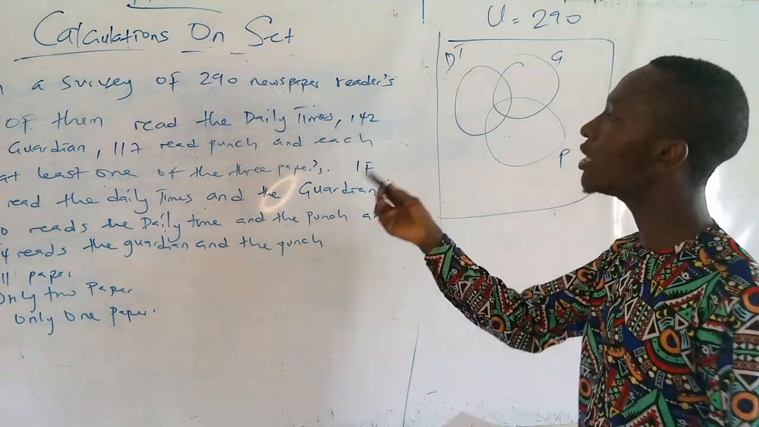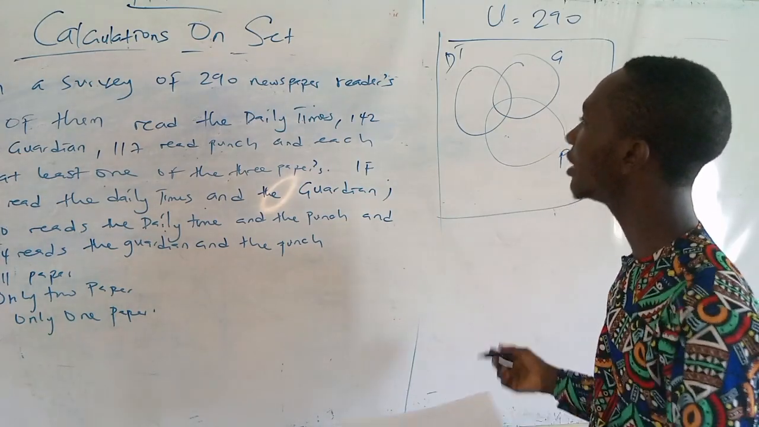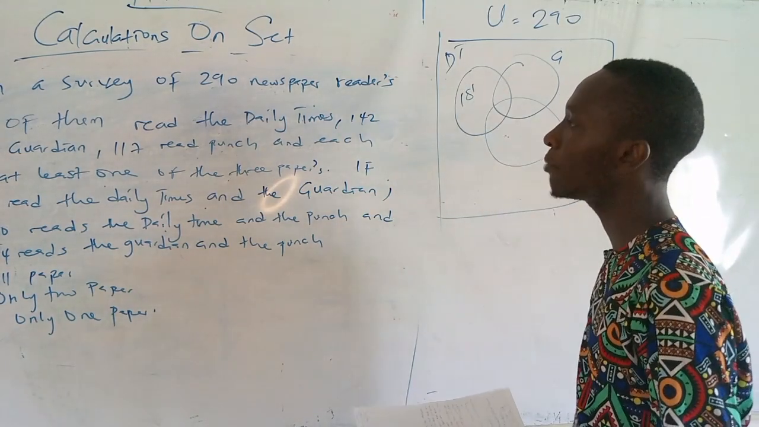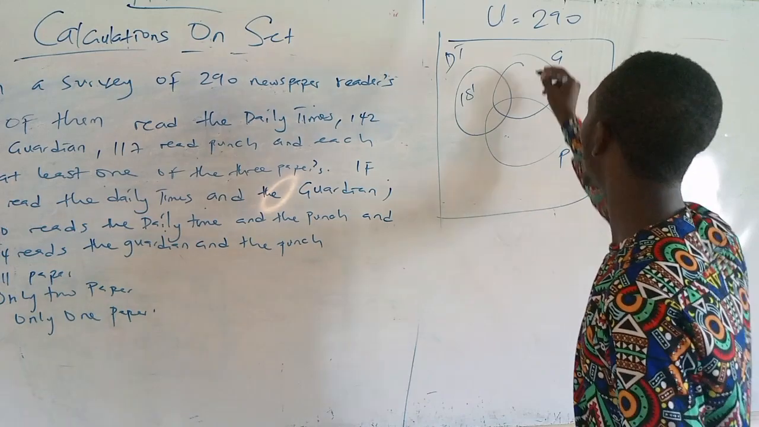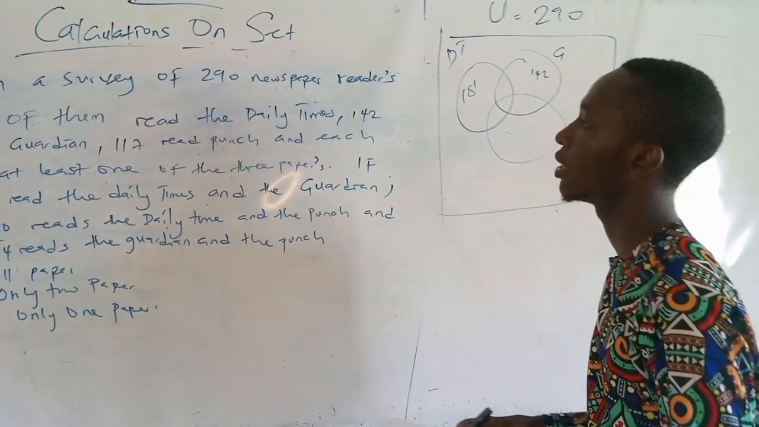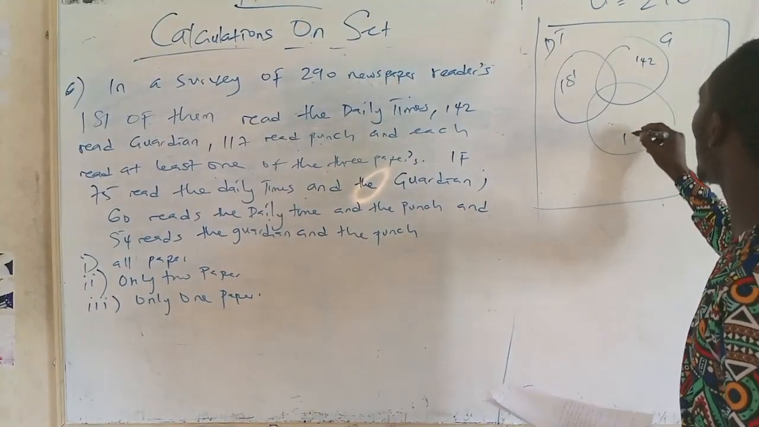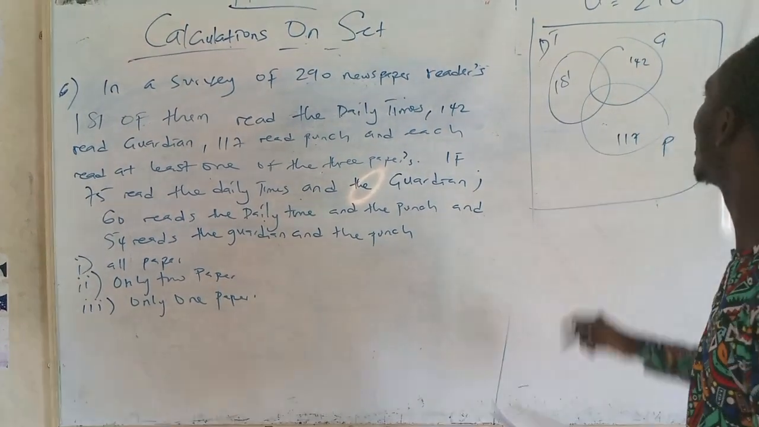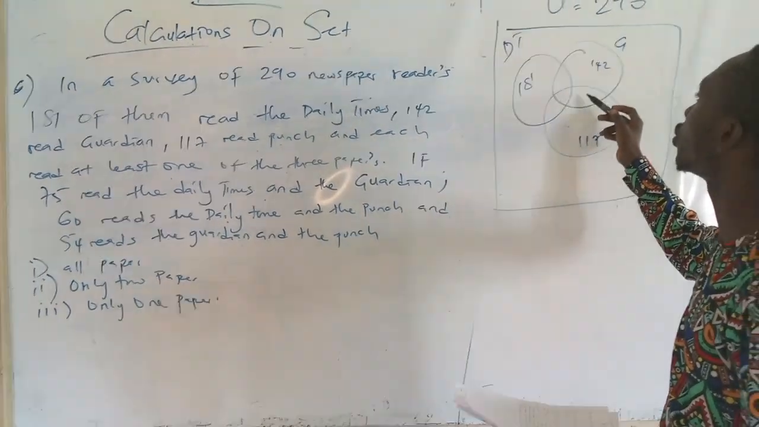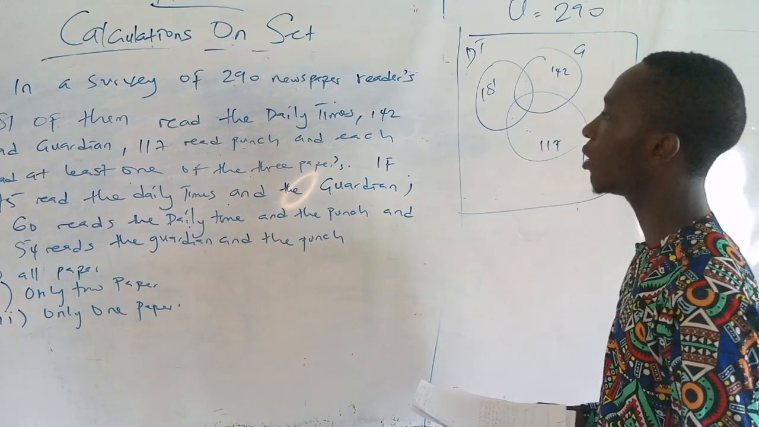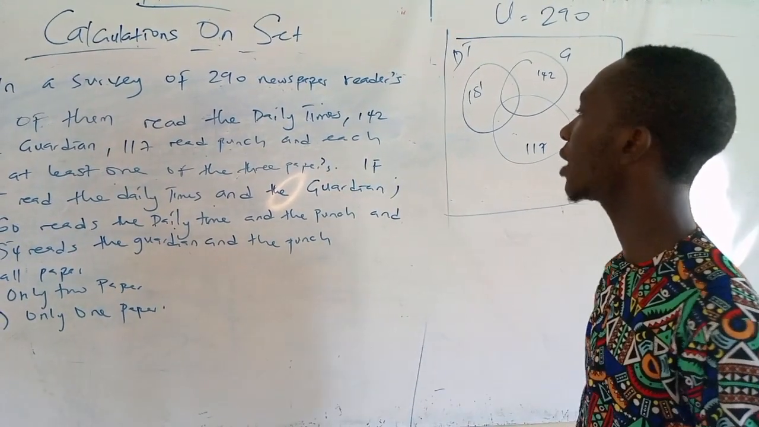So now, how many are in the Daily Times? 181 is in Daily Times, so you write 181 in Daily Times. 142 read Guardian, you write 142 in Guardian. And then 117 read Punch, you write 117 in Punch. Now, this place is for people that read 2.